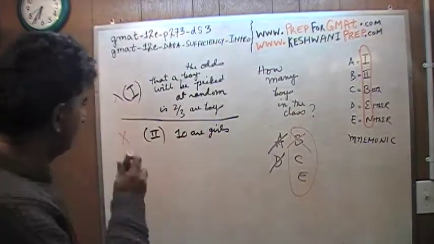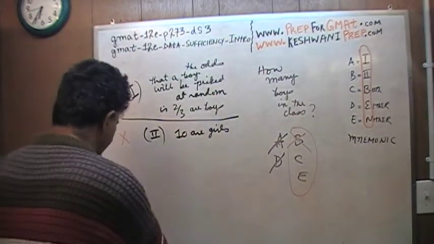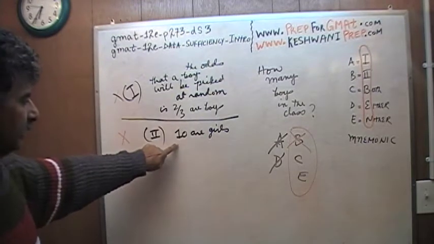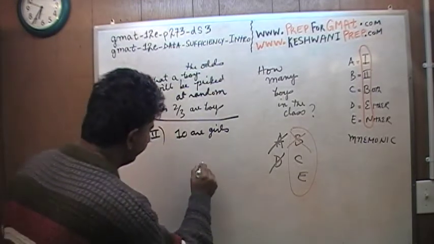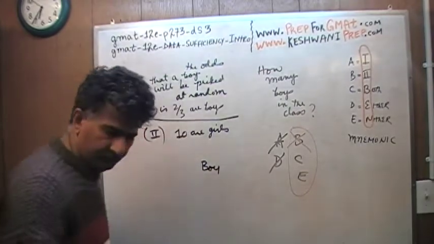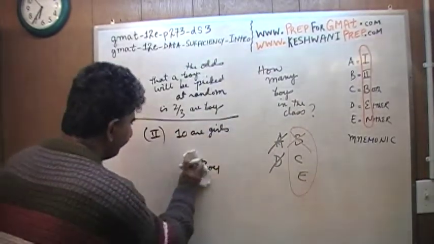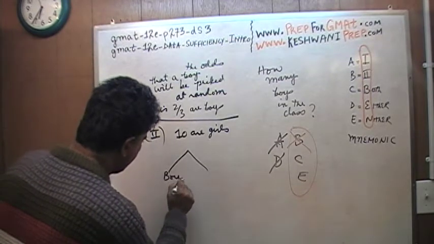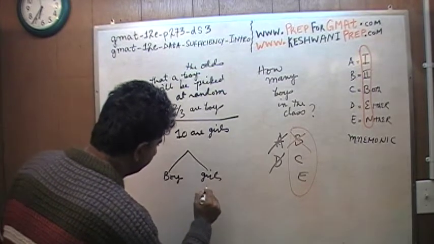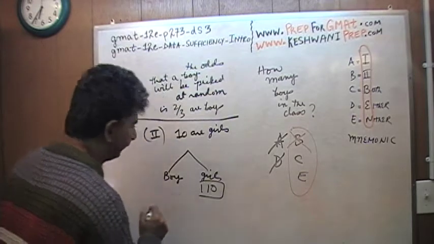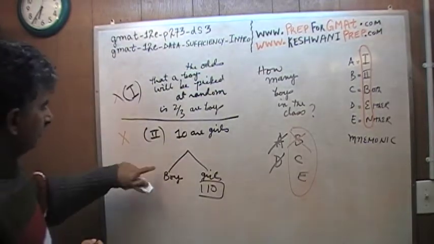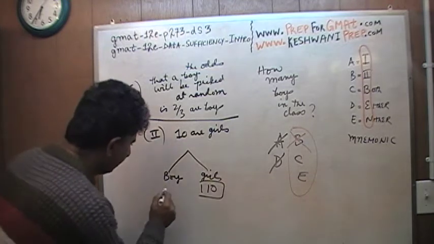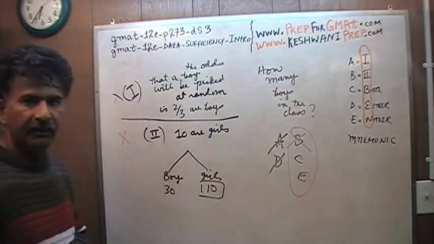So let's take a look at it. Let's put them together now. So we know that there are 2/3 boys and we know there are 10 girls. So what could be the composition? Here's my class, boys and girls. This is fixed. This is fixed. So what should be the number of boys, given the fact that there are 2/3 of them? Well, can it be 30? Can we have 30 boys?